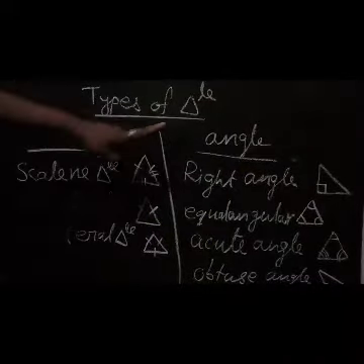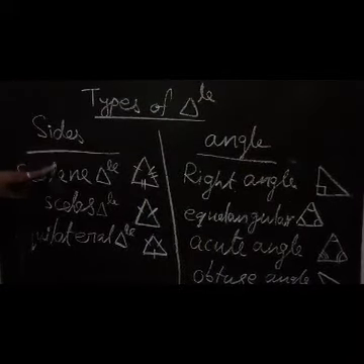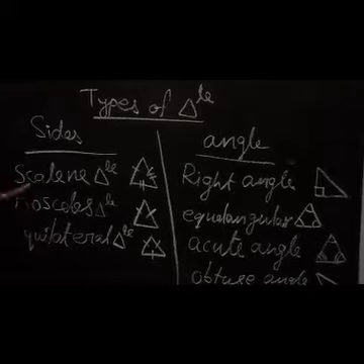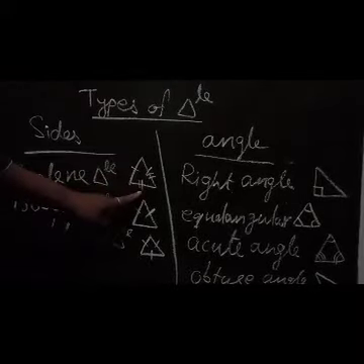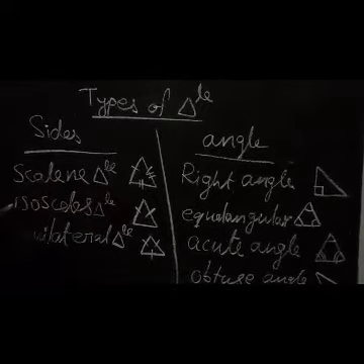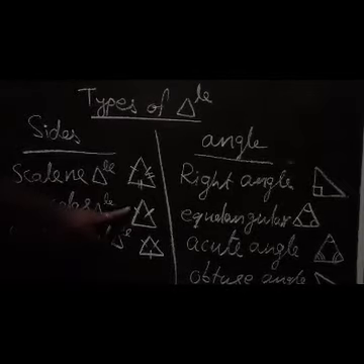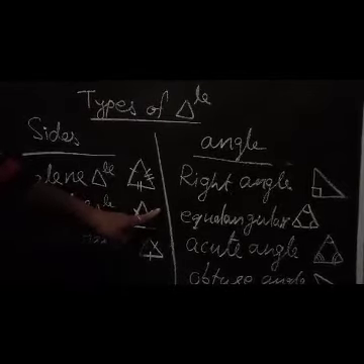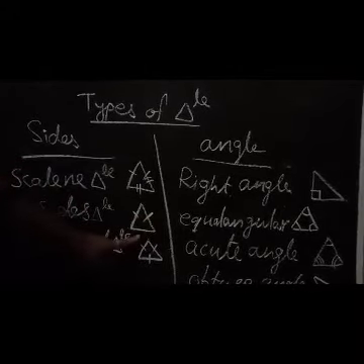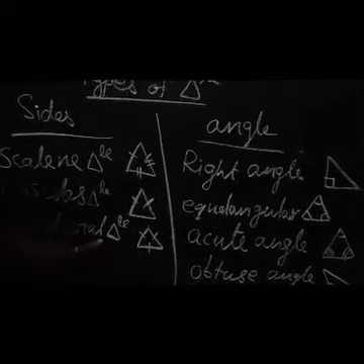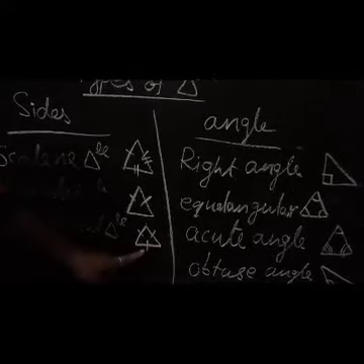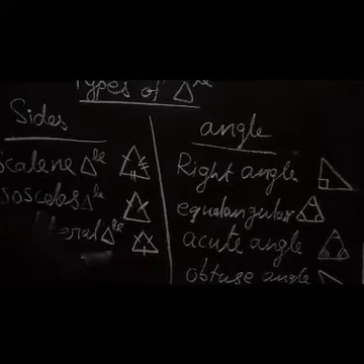Today's topic is Heron's formula from 9th standard. Types of triangle. Based on sides, we have three. First one is scalene triangle. All the three sides will be different measurements. Second one is isosceles triangle. Two sides will be the same measurement. The third side will be a different measurement. Third one, equilateral triangle. All the three sides will be the same measurement.